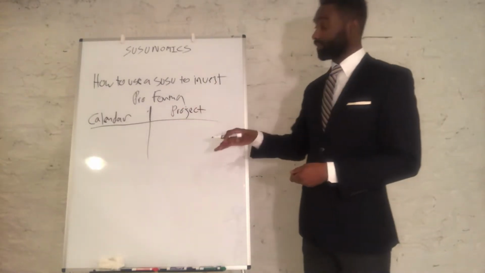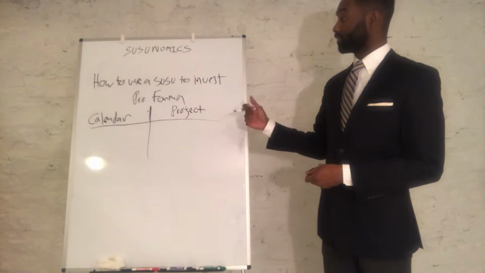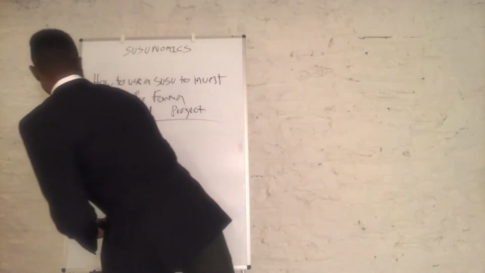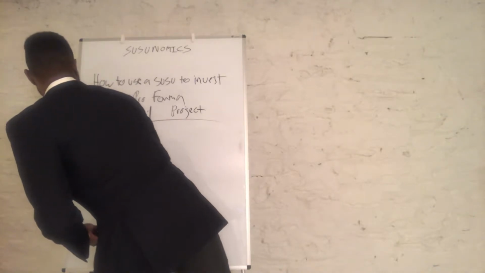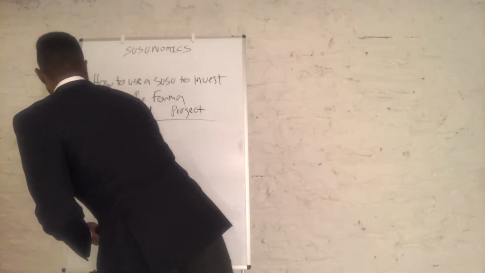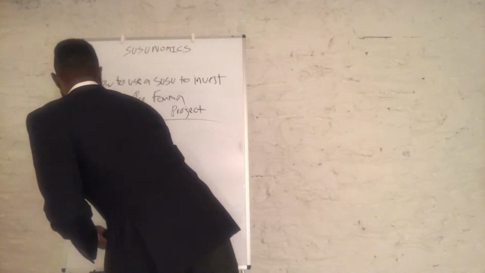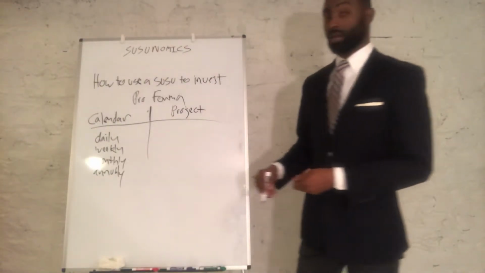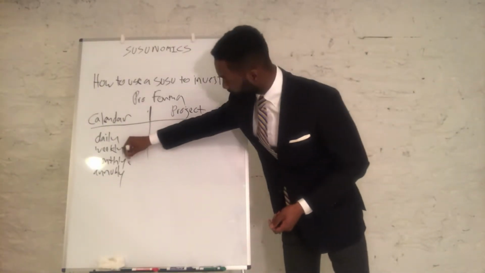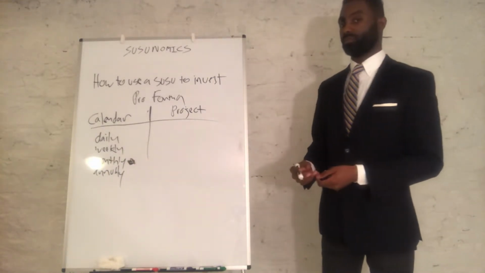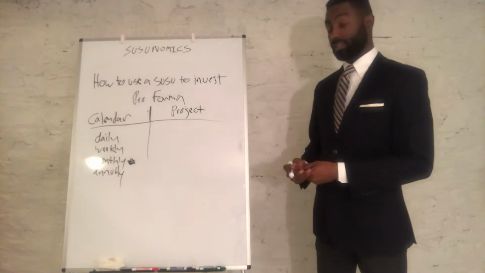When I look at investment from the standpoint of the Susu concept, I see it in four parts: daily, weekly, monthly, and annually. Ideally, monthly would be what most people want to do, because most people pay their bills on a monthly basis. So ideally, that's what you want.